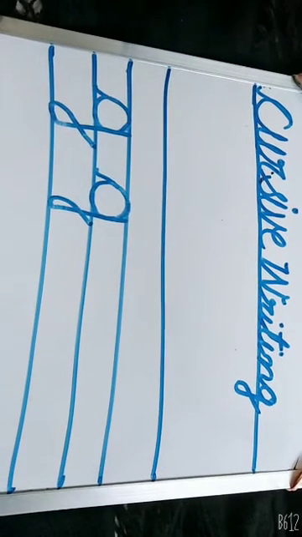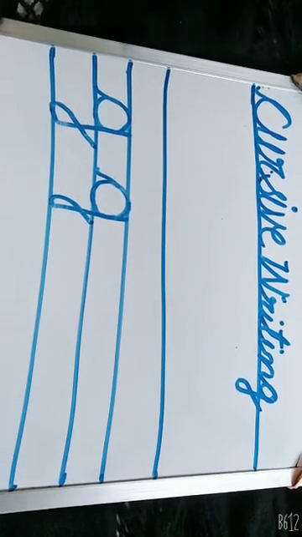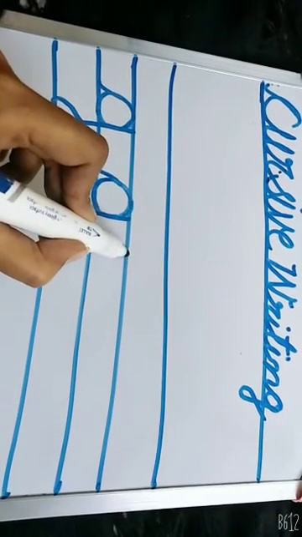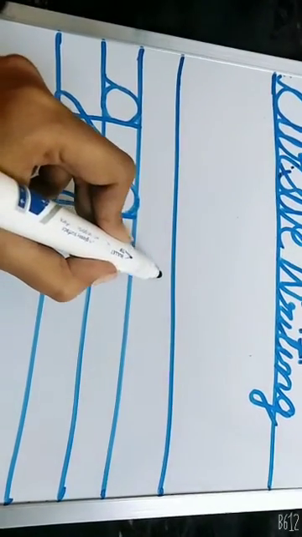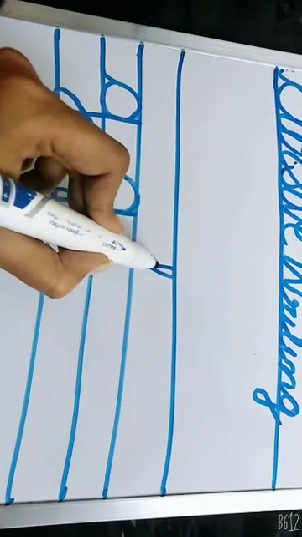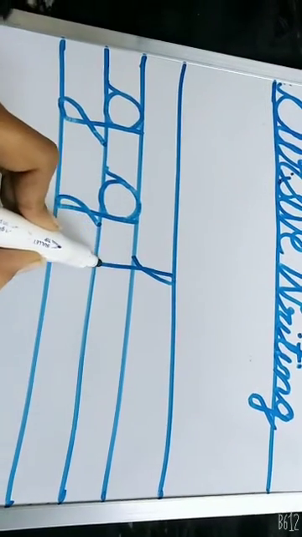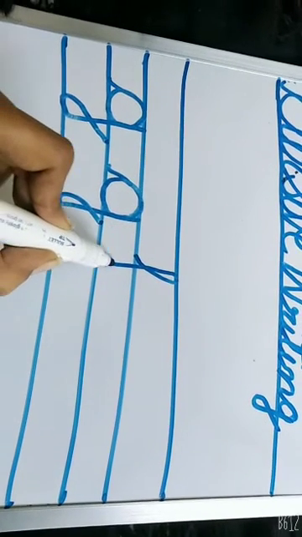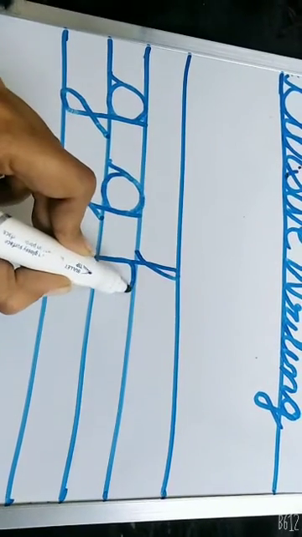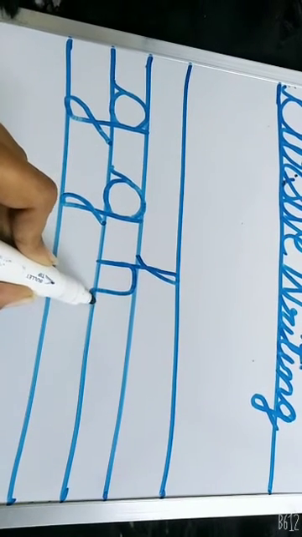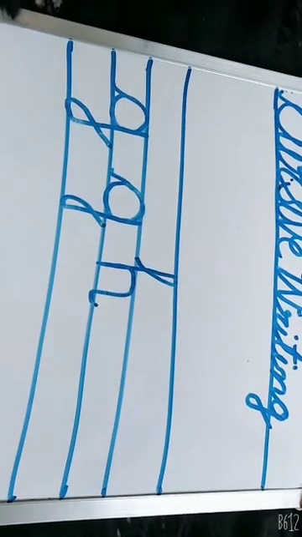I'm going to write lowercase character H. Put your marker on second line. Start moving your marker upward. Slide diagonally. Now come back on third line. Make loop here. Now come back on second line. Make a round shape downward like this. Now pick up your marker. Here is lowercase character H.